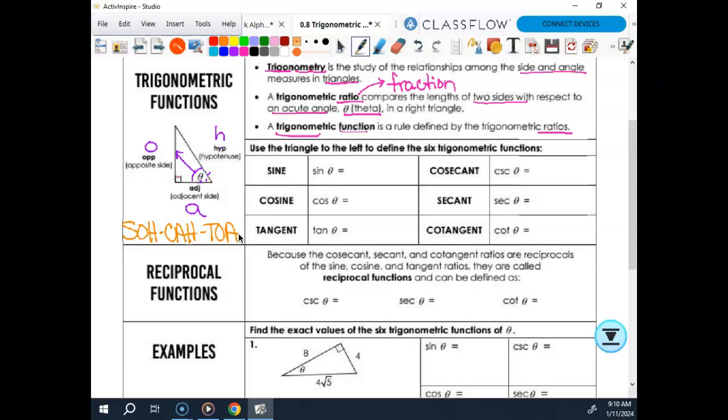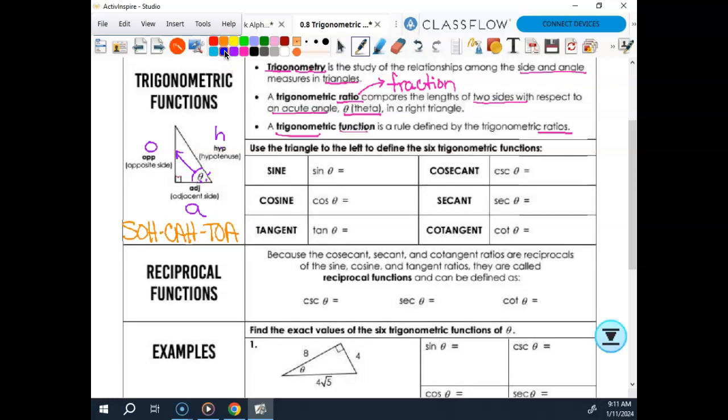If you don't just know trig, it's going to be rusty for all of you because it's been a minute, right? But it's helpful to write SOHCAHTOA at the top of your paper anytime you're doing trig so that you can refer back to it. So let's talk about how we use this.